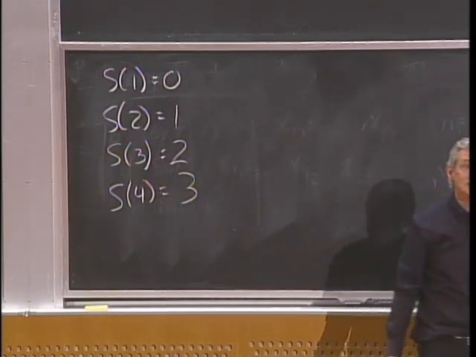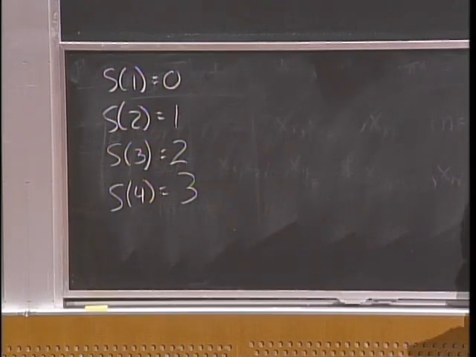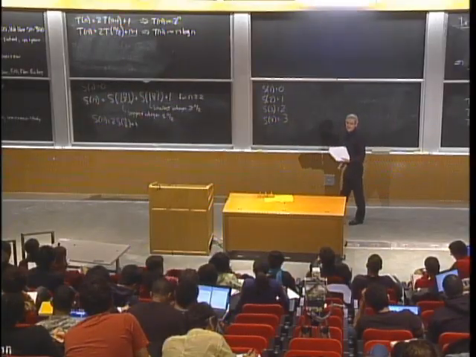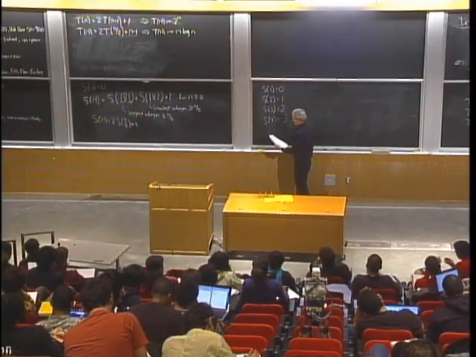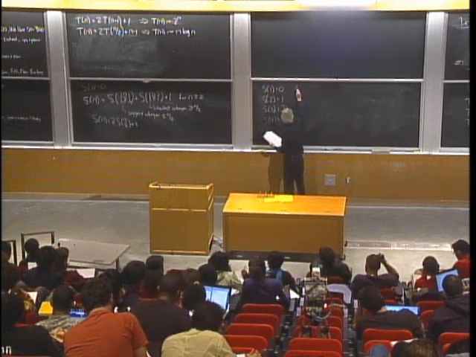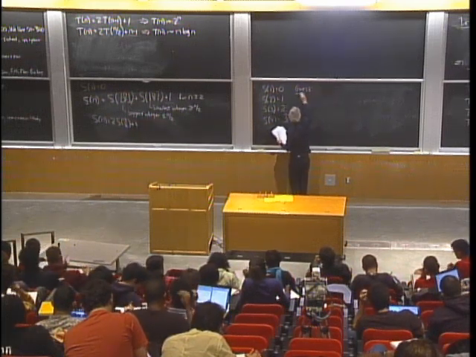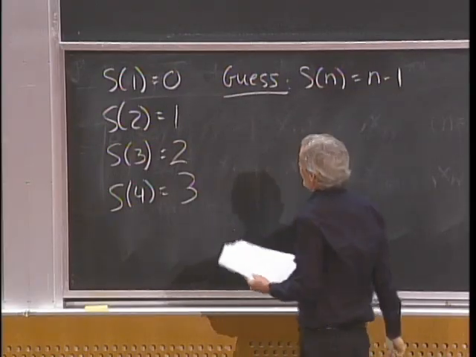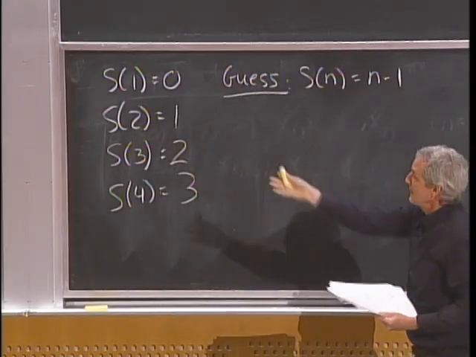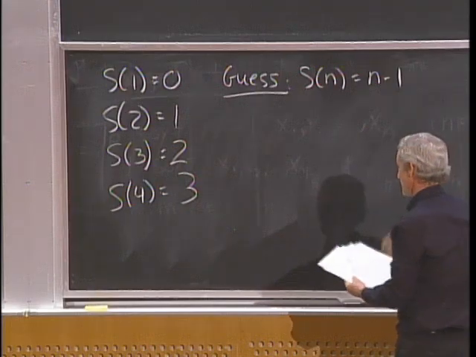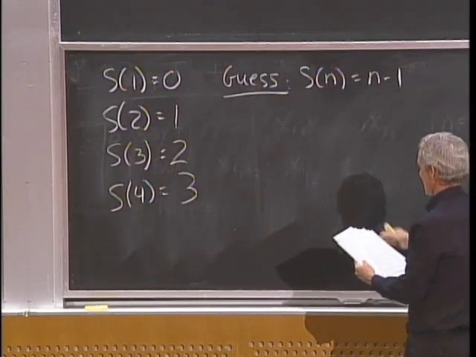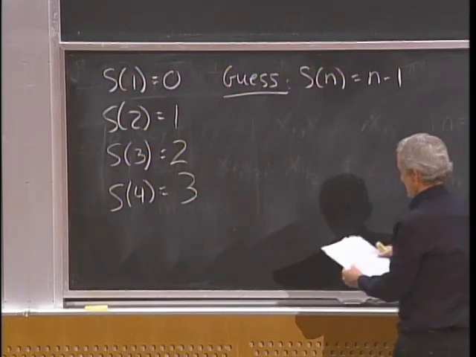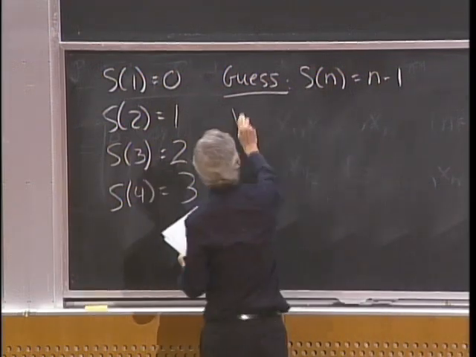Well, you might try a guess. What would you guess? Yeah, n minus 1. Okay, so we're going to guess S of n equals n minus 1. And that's not so bad. Actually, it's pretty simple. Looking at that mess, you'd never think of that right away. But once you plug in some values, it's not so bad. All right, let's verify it.